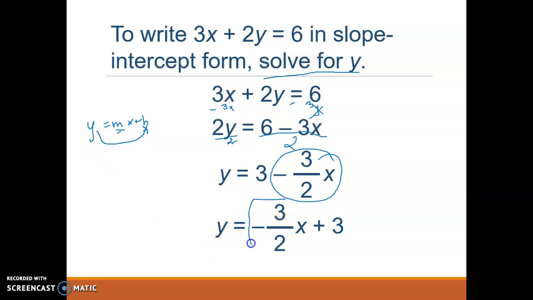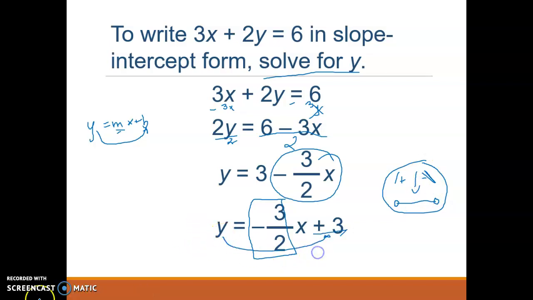So here we can see our slope is negative 3 halves, and we know from our previous lesson in Mr. Slopeface that that is a downward slope. Here's our upward slope, here's undefined, and here's 0. That's going to be a downward slope. And we know that it's going to cross the y-axis at positive 3.